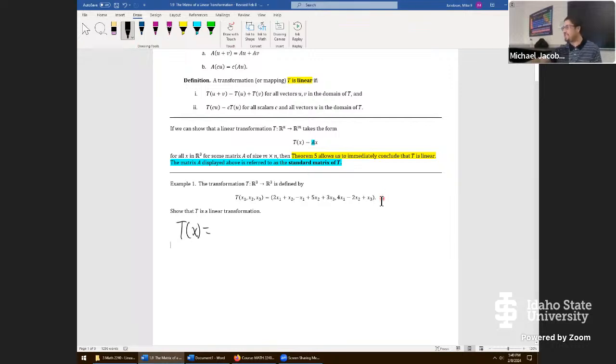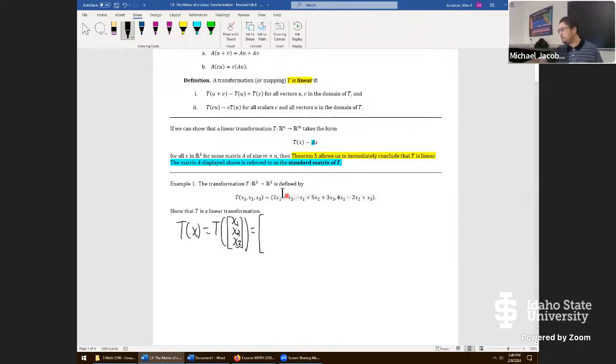Okay, the sideways notation's nice if you're saving vertical space, but it's not so nice if you're trying to show how the actual algebra is going to work with these column vectors. So we're going to convert this to T of x1, x2, x3. x1, x2, x3 maps to this, but let's write this out a little bit more carefully.